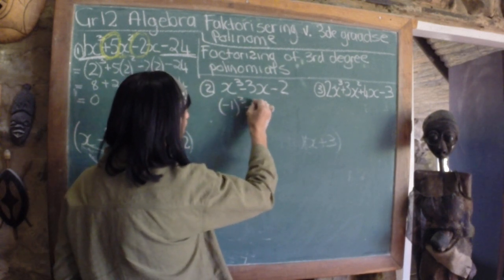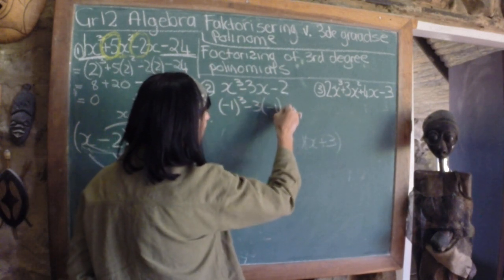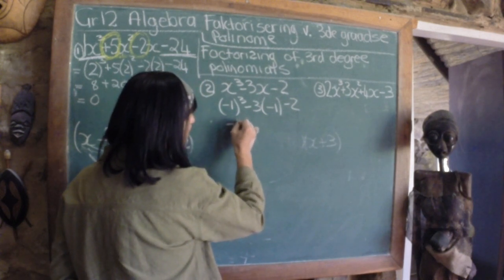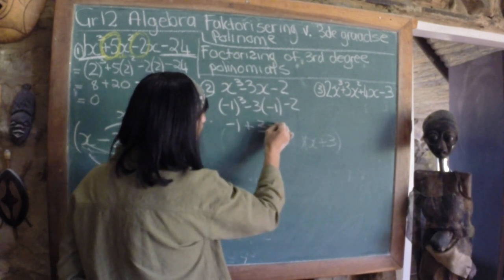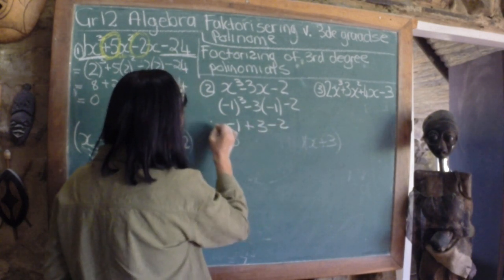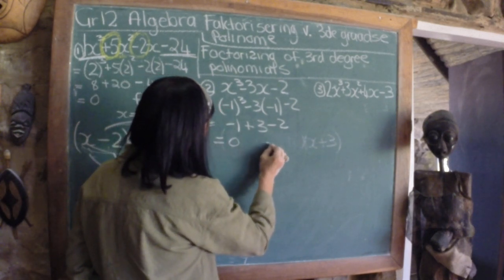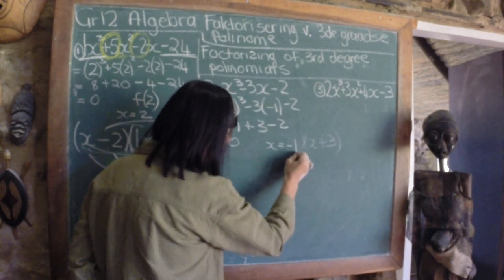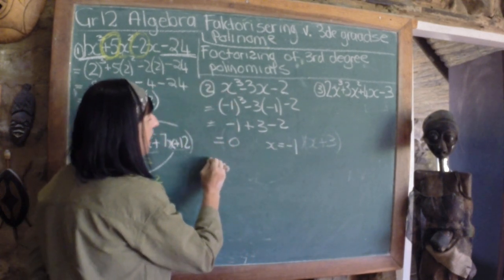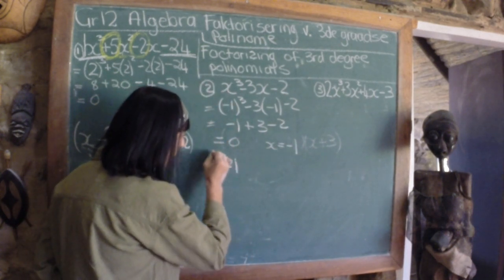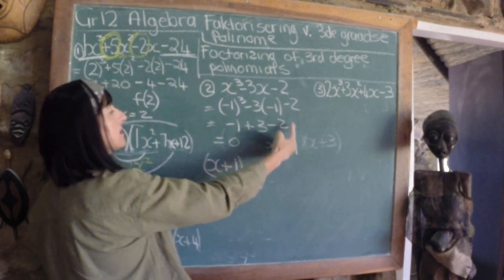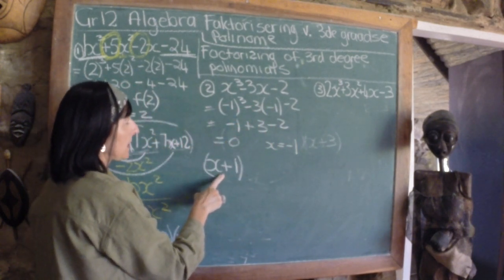Minus 1 tot die derde mag. Minus 1, minus 2. Minus 1 plus 3 minus 2 gee vir jou 0. And therefore, my first factor is going to be where x equals minus 1. So wat is jou eerste factor? X plus 1. Want x is minus 1, as hy oor die eens gelyk kan kom, word hy plus.